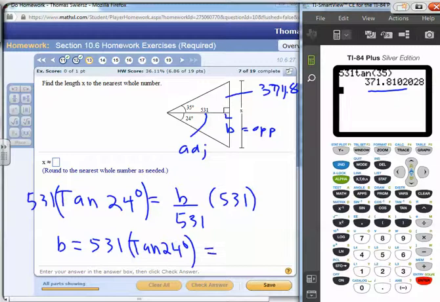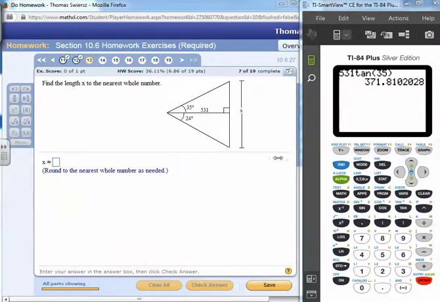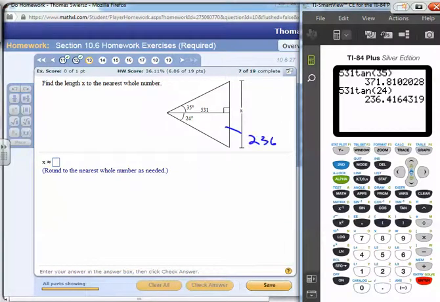Okay? So we'll do that on our calculator to get the bottom part of those two triangles added together. So we'll do 531 times tangent, this time the lower part, the angle is 24 degrees, and we get 236.4. So this right here is 236.4. This we got was 371.8. So all the way from there to there, we're going to add these two together, right? Add them together, and that will be the length of x.